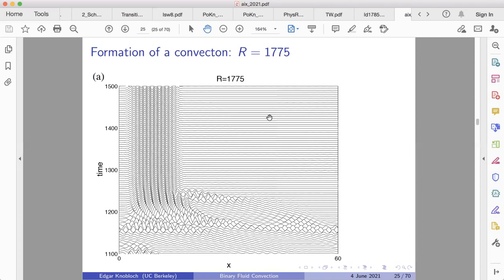Now, if I change the parameter just a little bit from 1774 to 1775, the focusing, of course, still occurs, but now this solution remains stable for all time, or at least until you stop the calculation. Okay, so now I've created a localized stationary solution that is stable out of this relaxation oscillation.